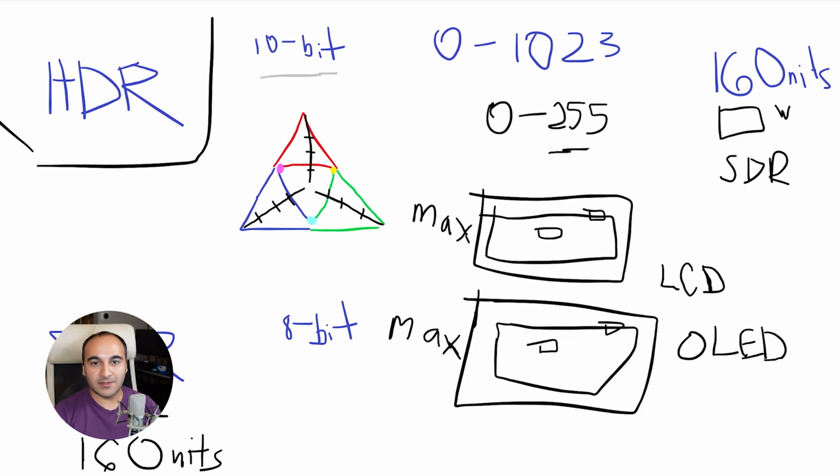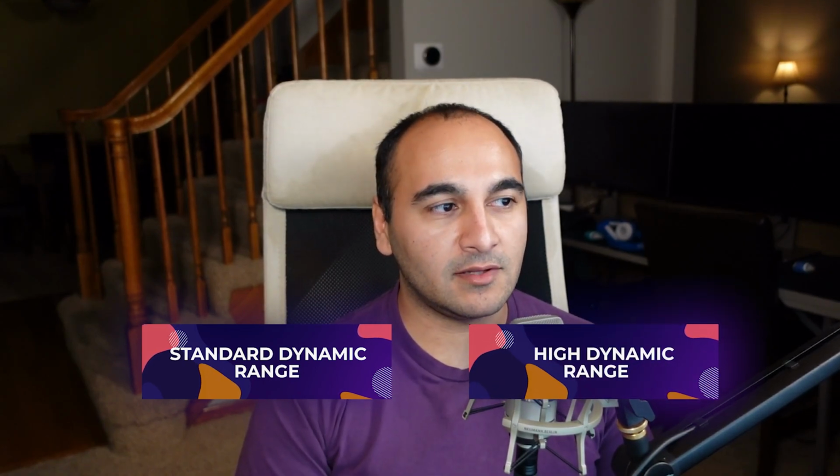And this is all important because it's how SDR is different from HDR. SDR means standard dynamic range and HDR means high dynamic range. They're completely different standards and they mean different things.